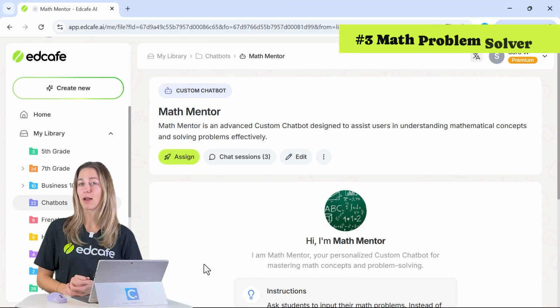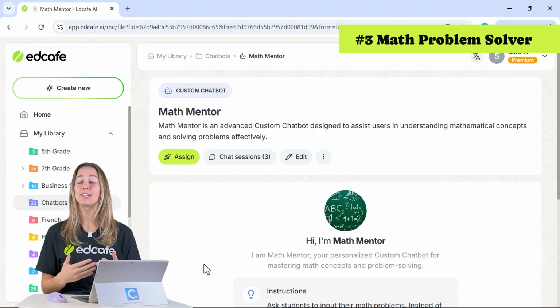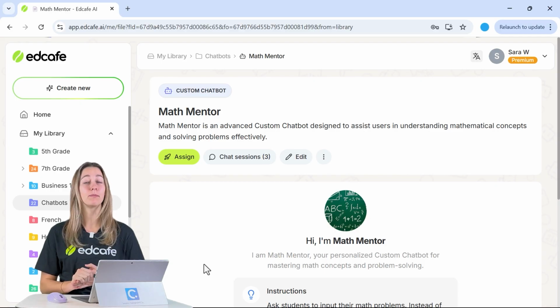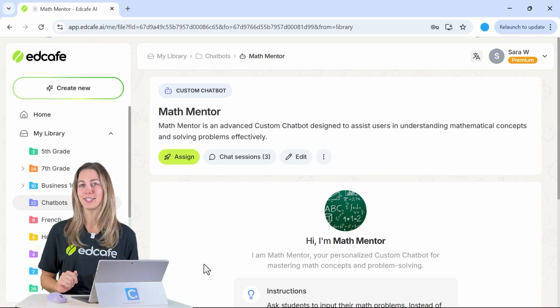Number 3 is a math problem solver chatbot. This guides students through challenging math problems, helping them break down all those complex problems step by step without just giving the students the answer.